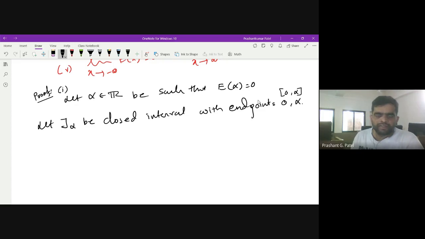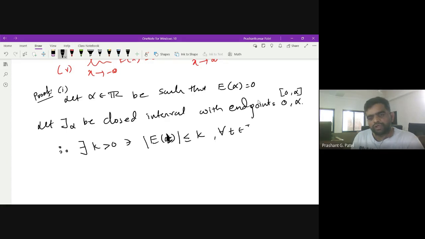Again, this E is a continuous function on J alpha. Therefore, I can say there exists k greater than 0 such that E of t is less than or equal to k for every t belongs to J alpha. So it is a bounded function.